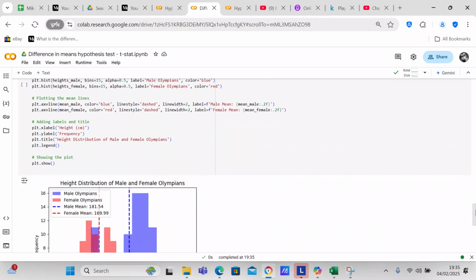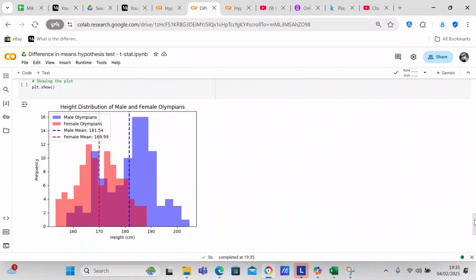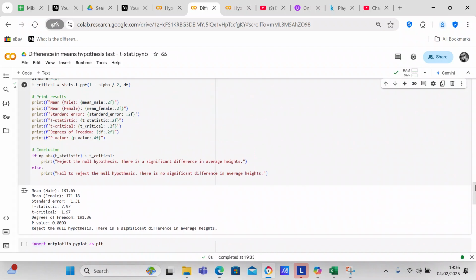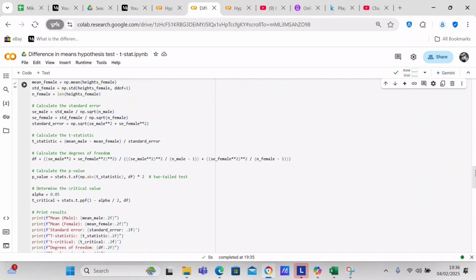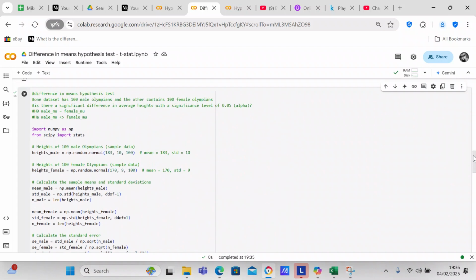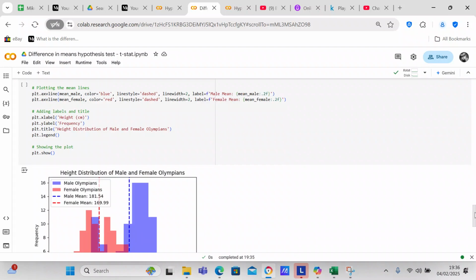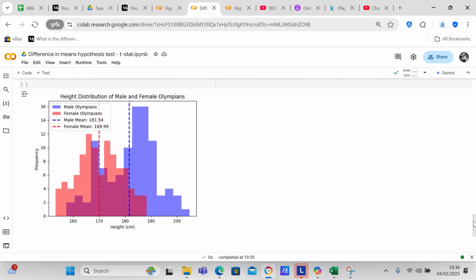And then the next thing we do is use matplotlib to plot the distribution, so you can see the male Olympians and the female Olympians, and the male mean is 181.54 and the female mean is 169.99. And so you plot that on a graph as well. So that's how you do your difference in means hypothesis tests. And I just wanted to calculate that for you so you can see how to do it.